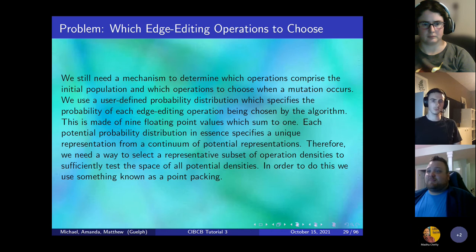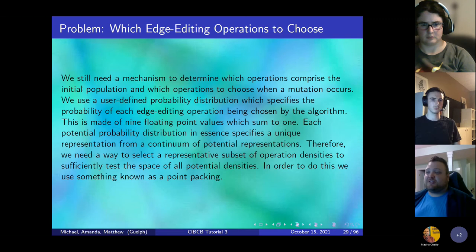So the problem is, we still need a mechanism to determine which operations comprise the initial population and which operations to choose when a mutation occurs. So we use a user-defined probability distribution, which specifies the probability of each editing operation being chosen by the algorithm. This is made of 9 floating point values, which sum to 1. Each potential probability distribution, in essence, specifies a unique representation from a continuum of potential representations.